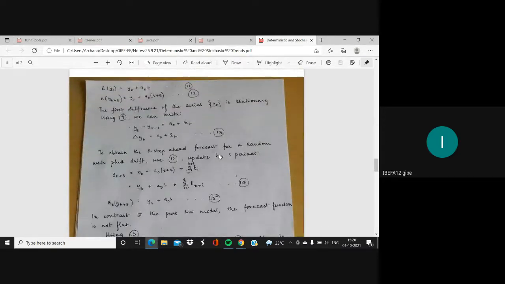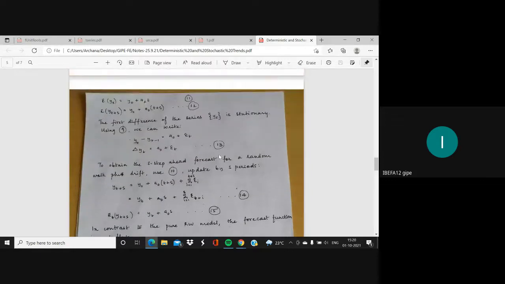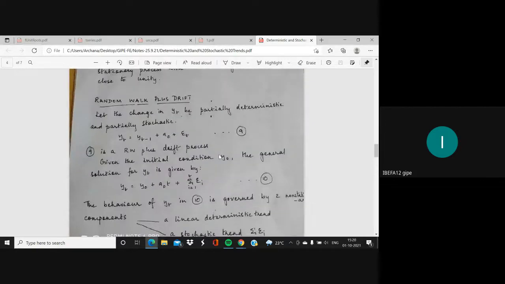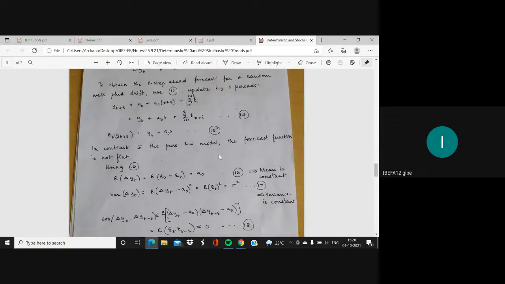We'll see that when we are plotting our forecast also, if we have tomorrow's class. But here in this case, what you'll notice is that the forecast function here is not flat, since in each period you have an accumulation of these drift terms. So because of this, the forecast function will keep varying by the amount A naught.